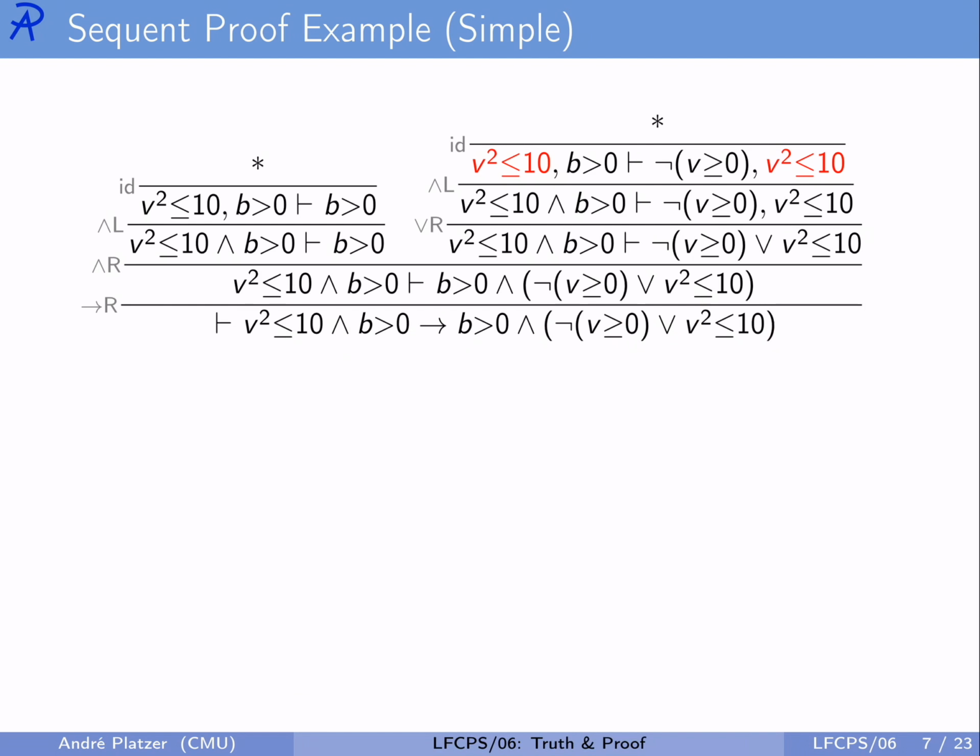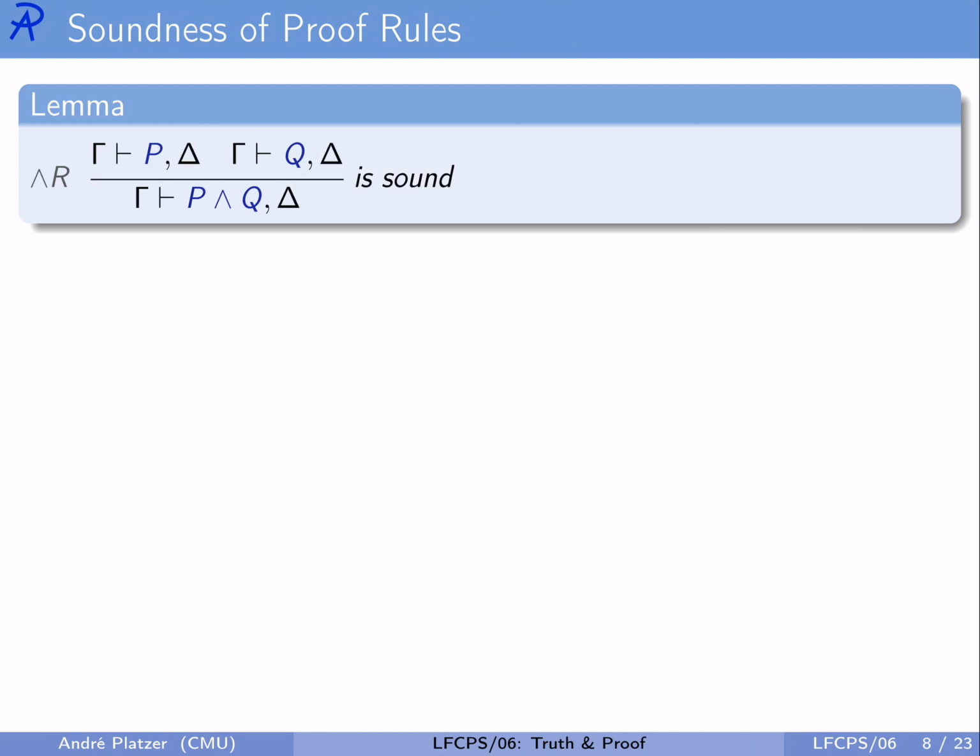if all of the proof rules were sound, which is the next thing we should be worrying about, right? We could have written down proof rules that were just nonsense. What does it mean again for a proof rule, for example, the AND right proof rule, to be sound? It means that if all the premises are valid, then so is the conclusion. Let's convince ourselves about that, that the conclusion is valid whenever all the premises are valid.